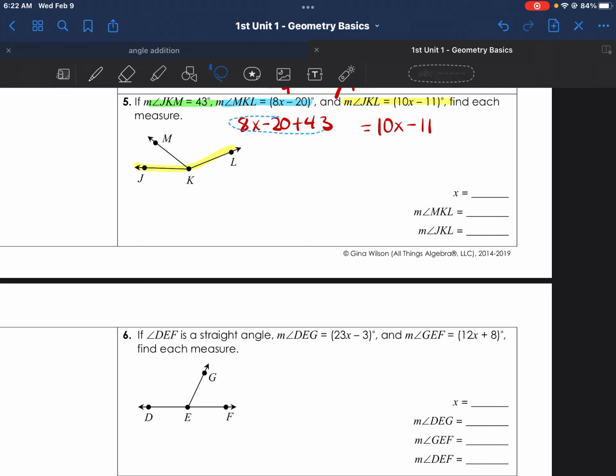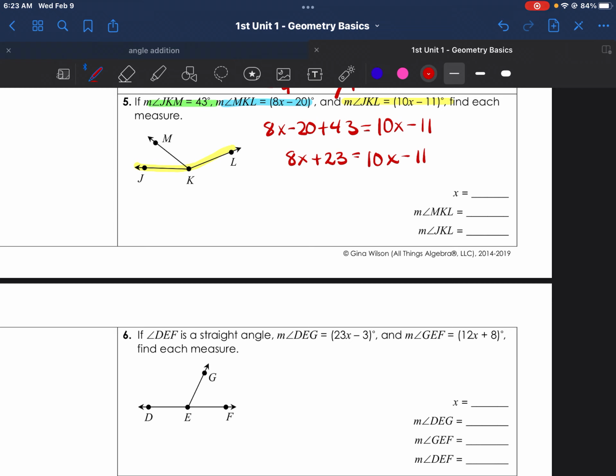Let's see. I'm going to go ahead and move this over. So you have $43 and you spend $20. You're going to have $23 left. So you're going to bring down the 8x plus 23 is equal to 10x minus 11. Now, move your x's to the right side. Move your numbers to the left.